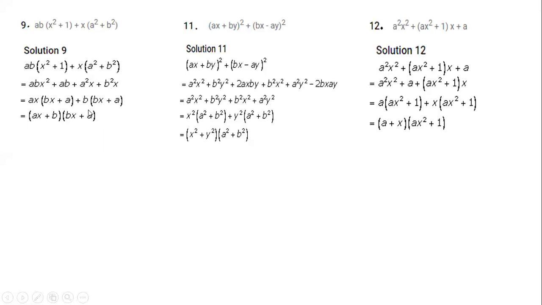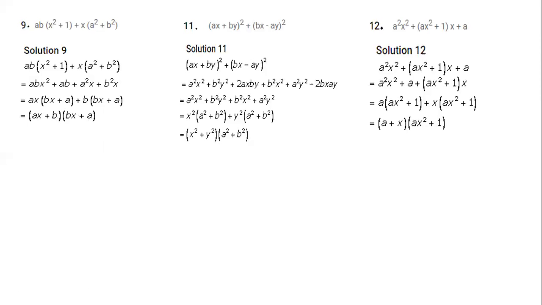B is here, b is here. Take out b common. From this one, b is out, so we are left only with bx. From this one, we are left only with a. So our term is ax, bx plus a plus b into bx plus a. Take out that bx plus a as common quantity and we are left only with ax plus b.